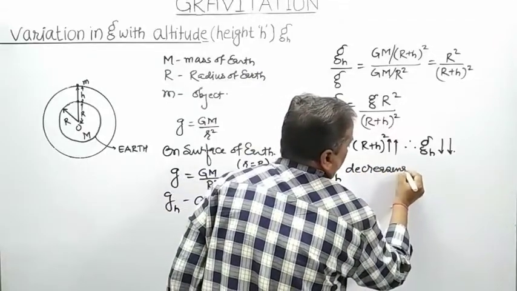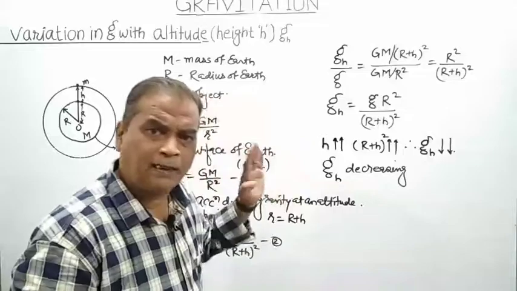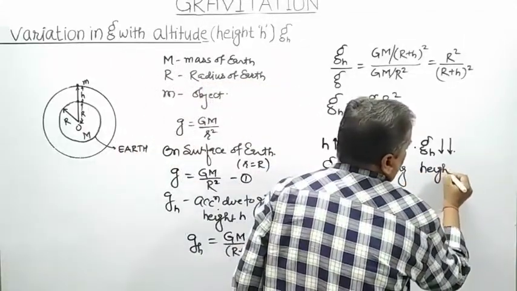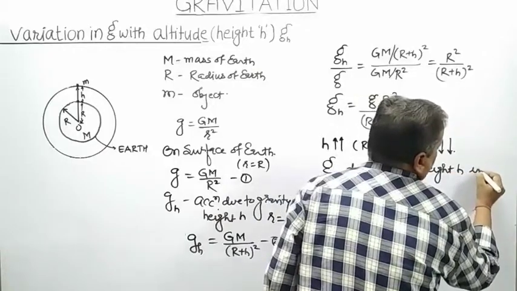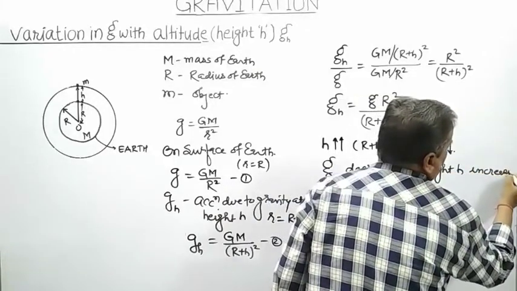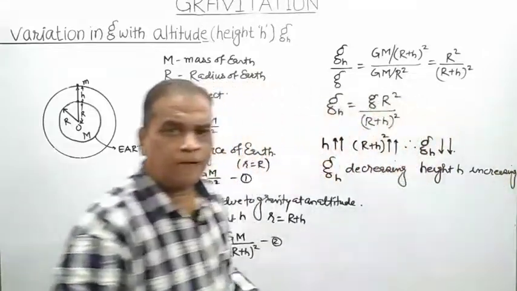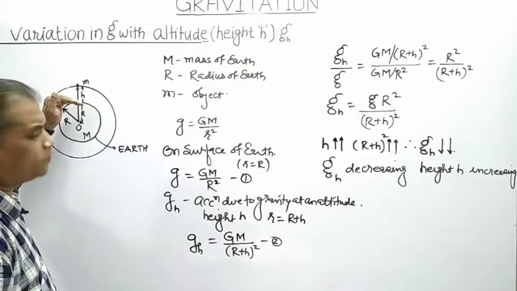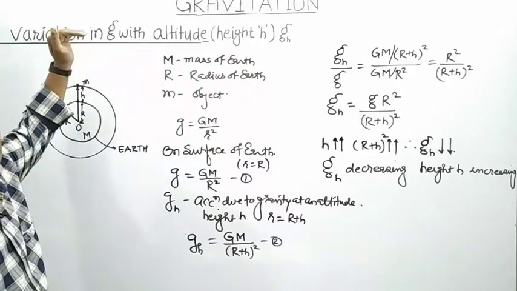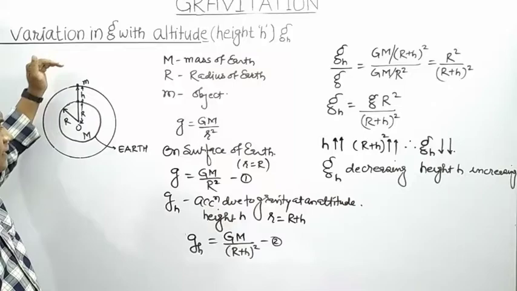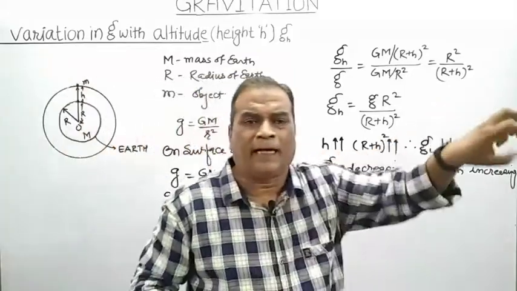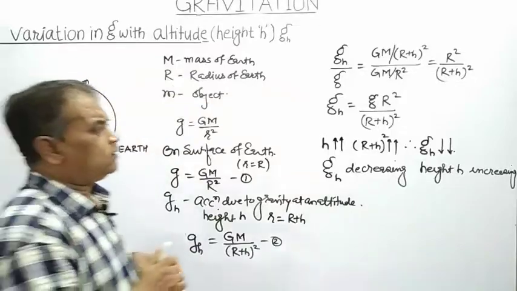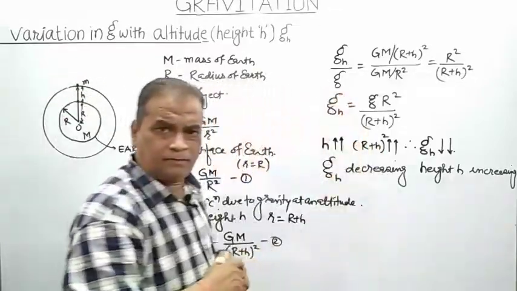Acceleration due to gravity acting on an object at a height will go on decreasing when the height h goes on increasing. See, it means they are inversely related. Acceleration acting on an object will decrease as that object is moved above and above the surface of earth. Means as the height increases, acceleration due to gravity acting on that object decreases. Is it clear? Now you can take R common.